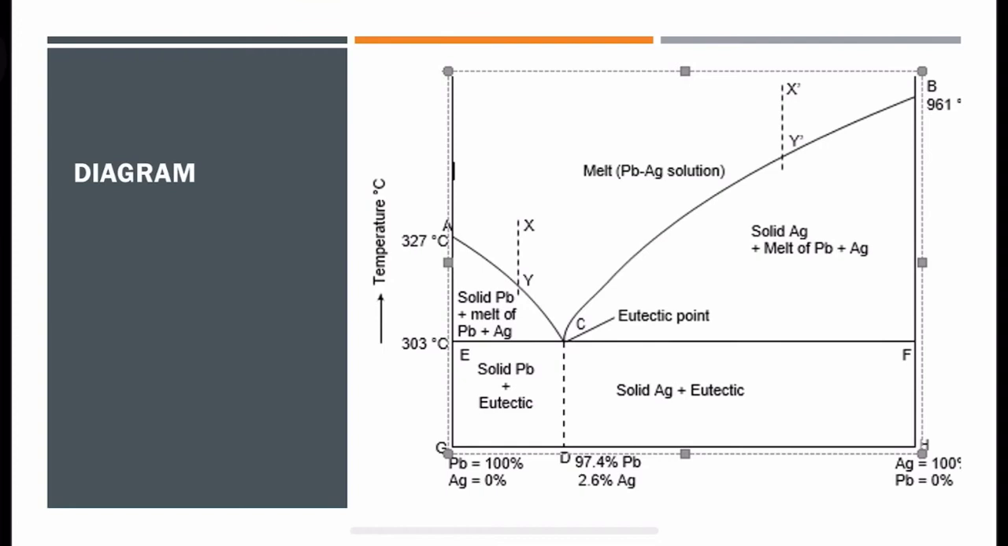So this is the diagram, and at a temperature of 303 degrees Celsius, we can draw a center line, and on this center line we can find these two metals in solid form, right? So here 327 degrees Celsius is the melting point of lead, and 961 degrees Celsius is the melting point of silver. So you can see the difference in melting points, right? What is the difference? The melting point of silver, 961 degrees Celsius, is higher than the melting point of lead, right?